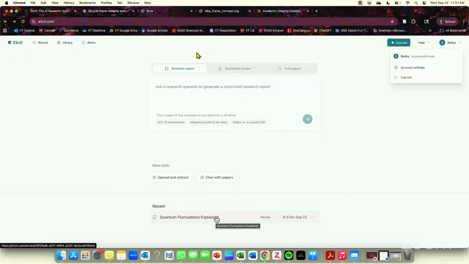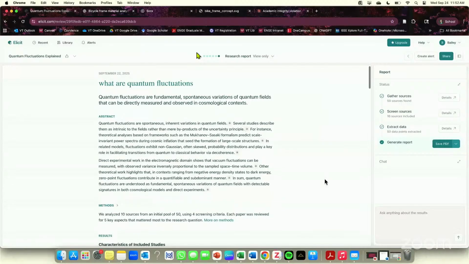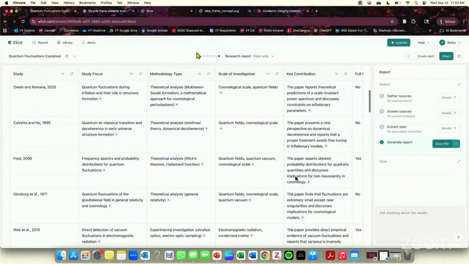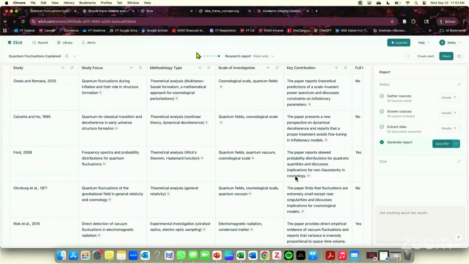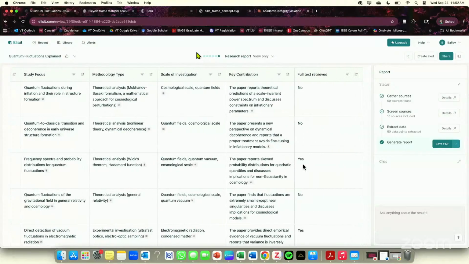So yeah, I mentioned before that I used to do physics. I was thinking about quantum fluctuations the other day, so I literally just wanted to see what people were saying about quantum fluctuations. And it basically wrote me an entire paper about just defining what quantum fluctuations are. It also gives me an enormous table of sources, some pretty relevant, some pretty recent, other ones pretty foundational. It gives me study focus, methodology type, scale of investigation, key contributions, and full text retrieved.